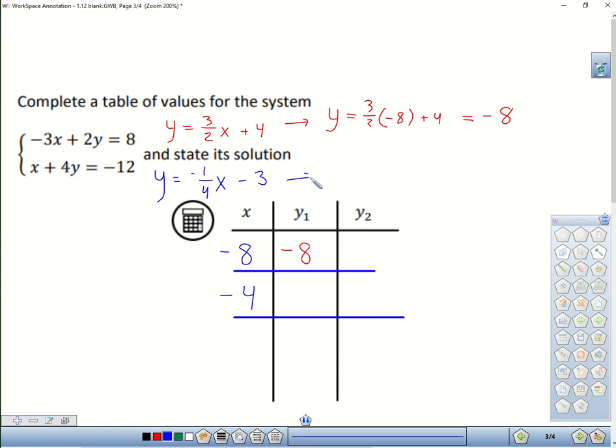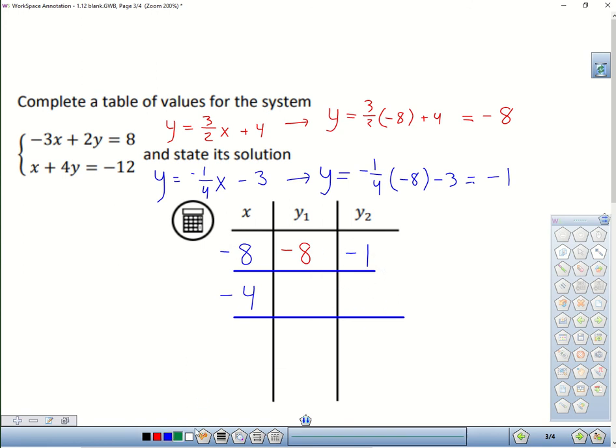And then I'm going to do the same thing for the blue. I'm going to plug in -8. -1/4 times 8 is 2. 2 minus 3 is -1. So the goal here is to get your 2 y values to match, okay? So do my y values match on -8? No, that means that it's not a solution, okay?